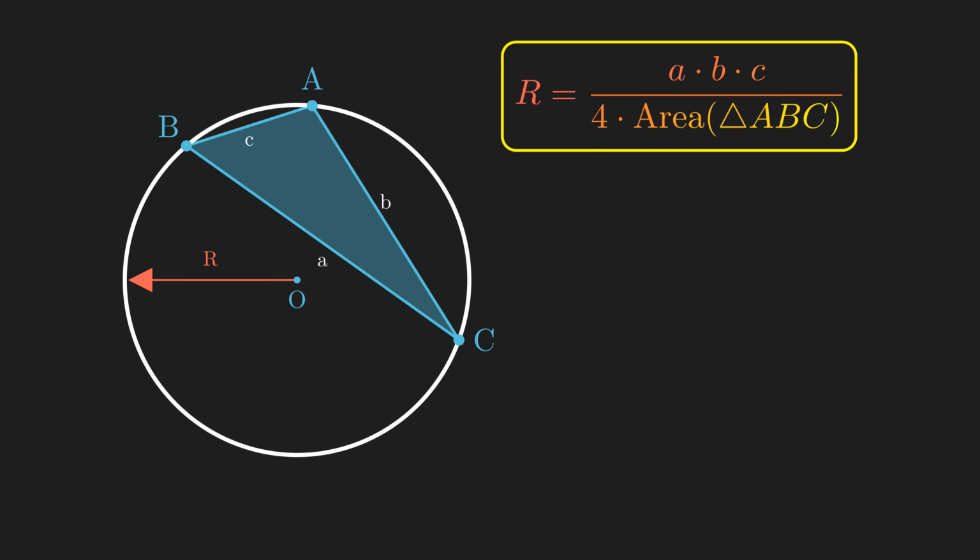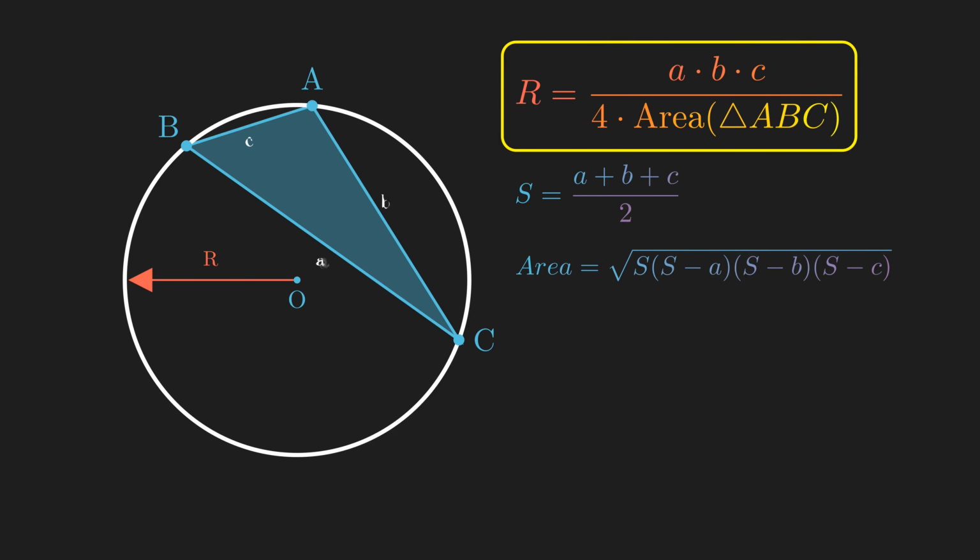Let's say the sides of the triangle are A, B, and C units. Then we define a variable s, which is half of the perimeter of the triangle. In that case, the area of the triangle is the square root of s times s minus a, s minus b, and s minus c. This is a very famous theorem and you should definitely know it.